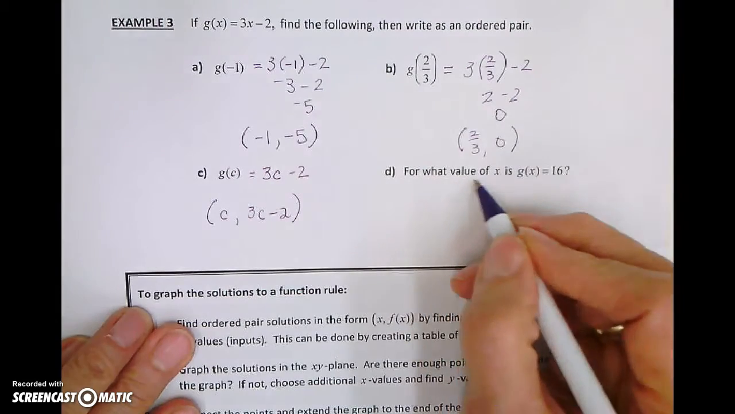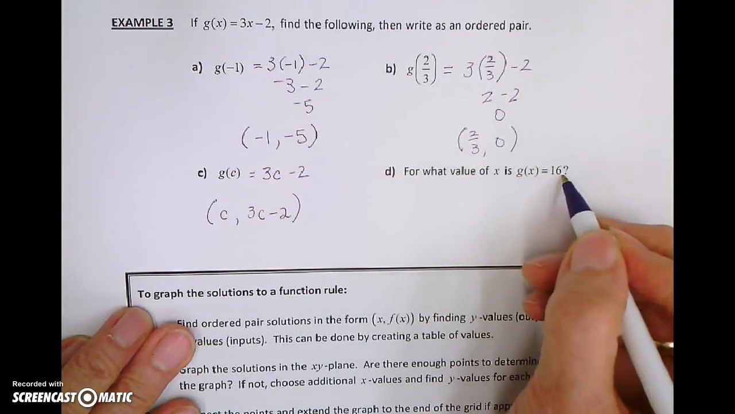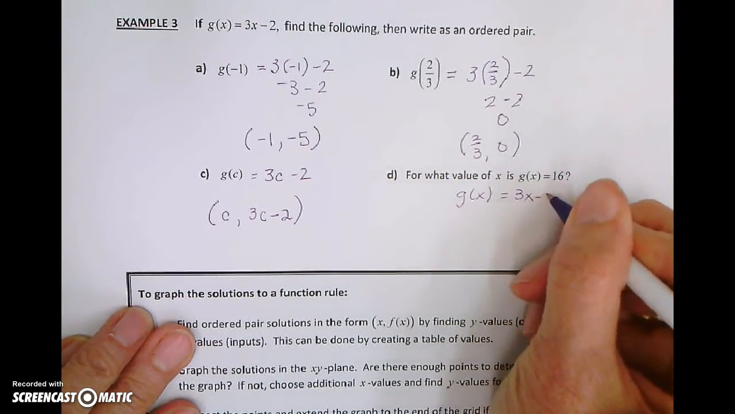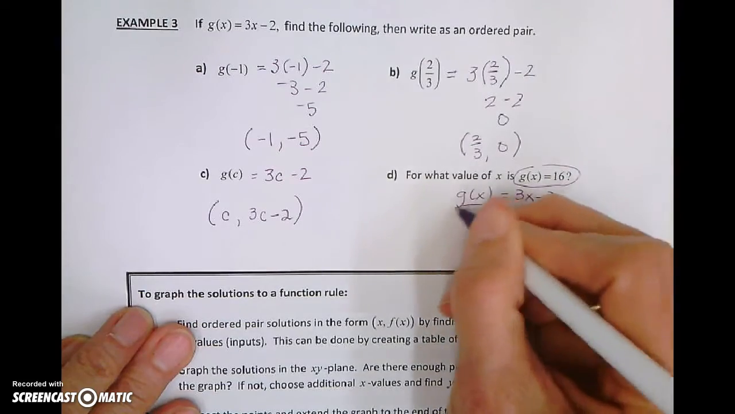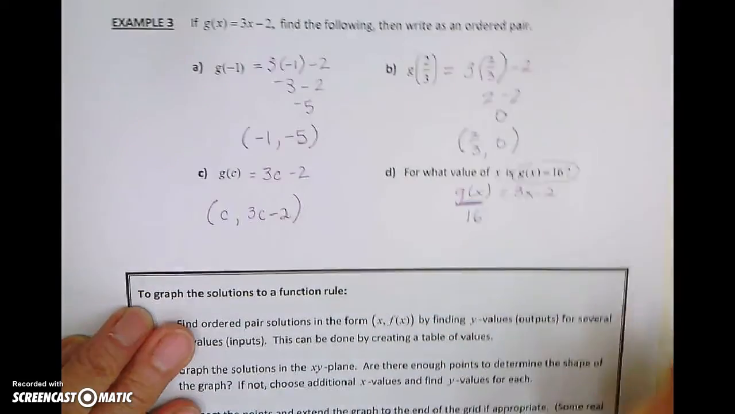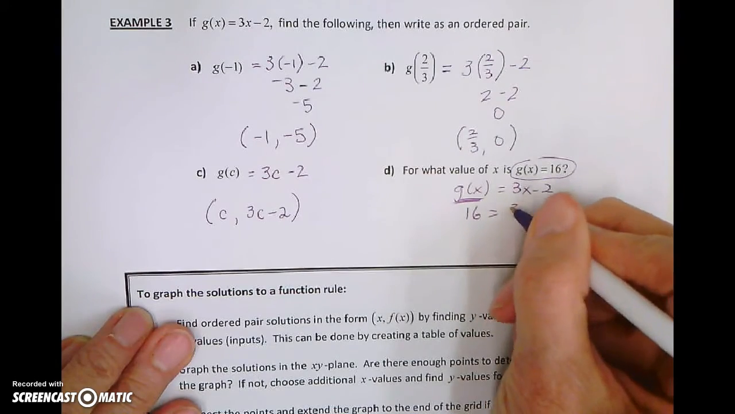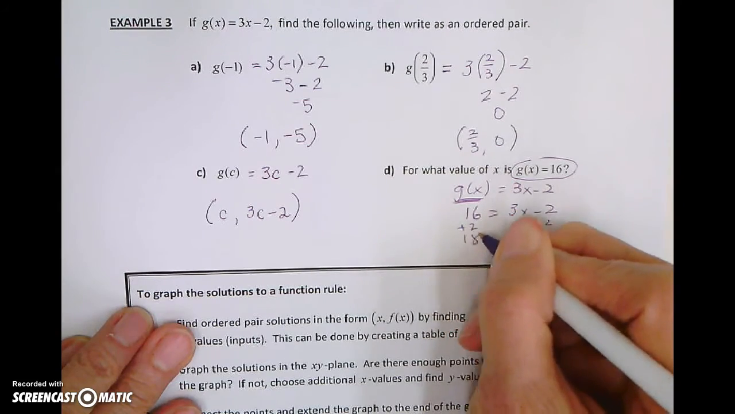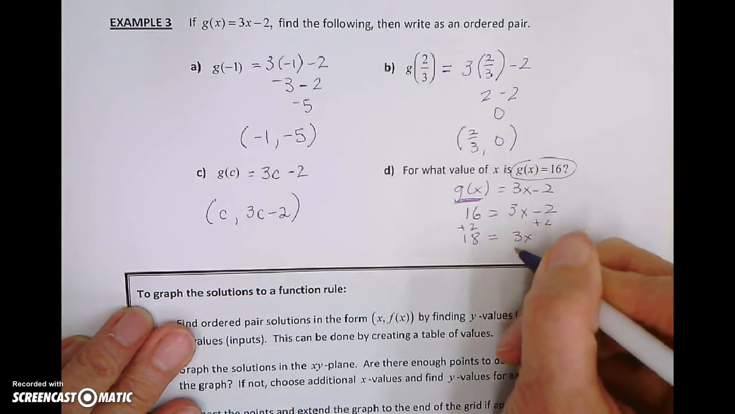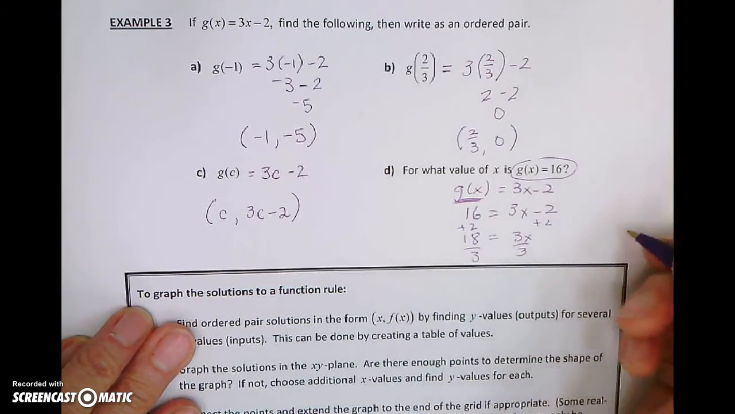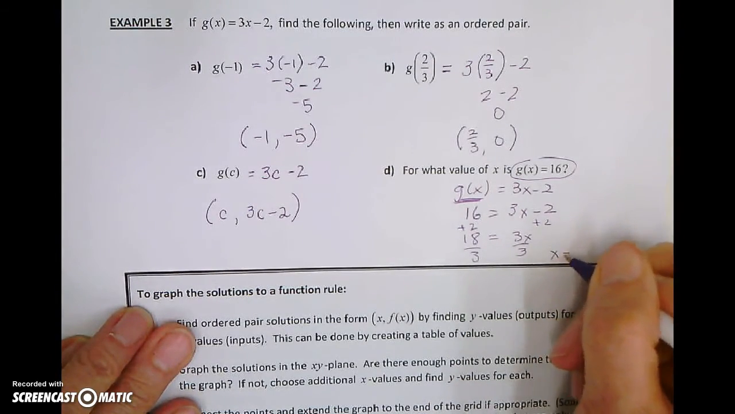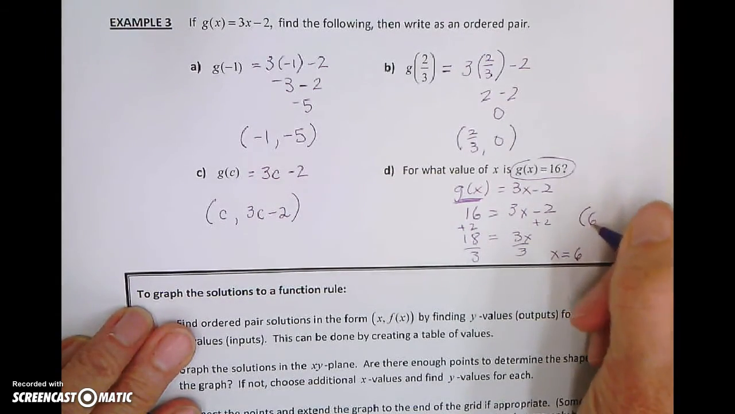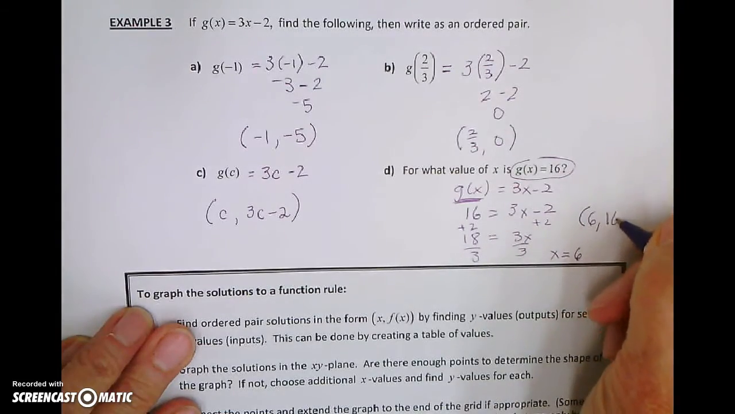And then D, for what value of x is g of x equal to 16? So if my rule is g of x is equal to 3x minus 2, this says that the g of x is 16. So the output is 16. And the question is, what is the input? So I'm going to solve this equation, and I'm going to add 2 to both sides. I get 18 is equal to 3x. Divide both sides by 3, and I'm going to get that x is equal to 6. So my ordered pair: input was 6, output is 16.